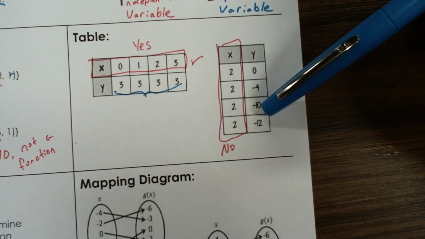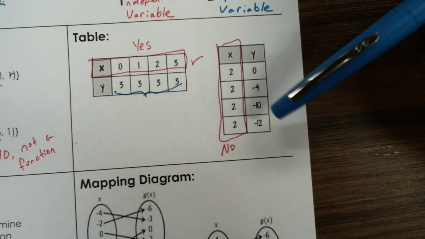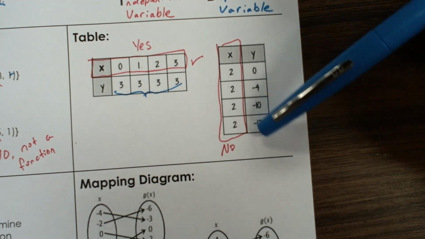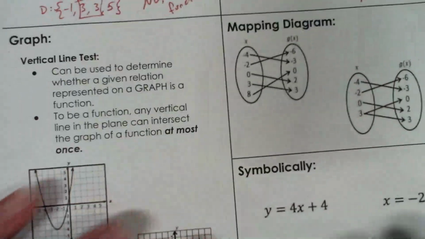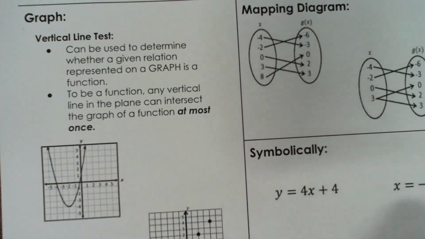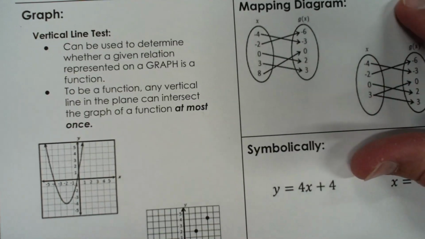Pepper, maybe getting a Pepsi. So all of a sudden, all these are getting different outputs with the same input. That's not okay. For a graph, we have what's called a vertical line test.